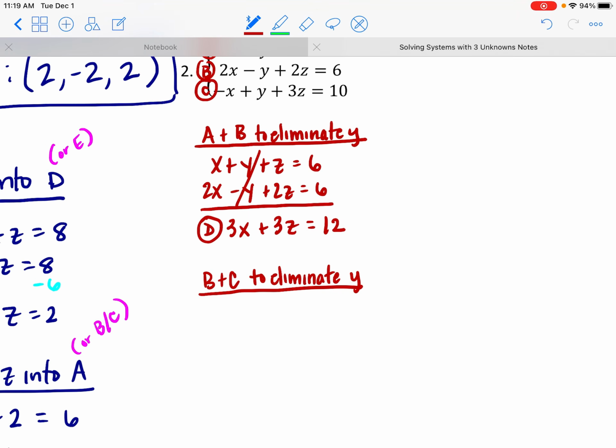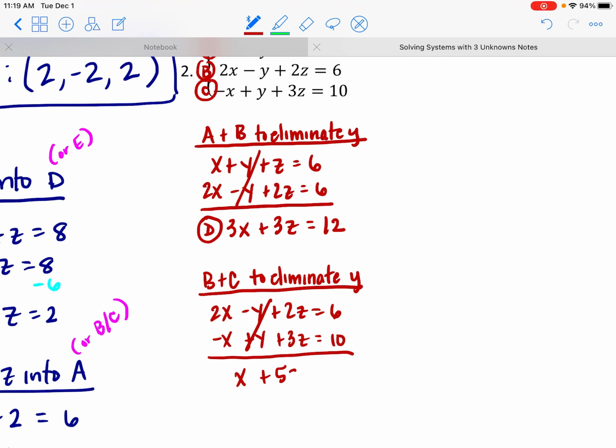So B, once again, 2x minus y plus 2z equals 6. C is a negative x, a positive y, a positive 3z equal to 10. So if I put these together, y's cancel. That's what I wanted. 2 minus 1 leaves me an x. 2 and 3 gives me 5 in front of z. And then 6 and 10 is going to be 16. So now there's my resulting equation E.